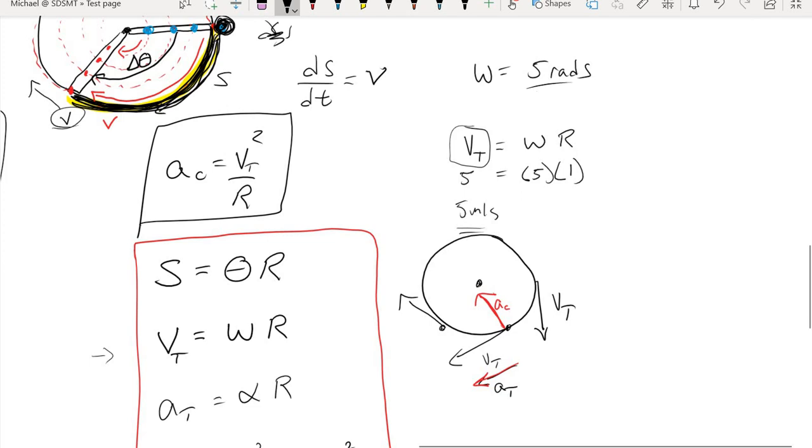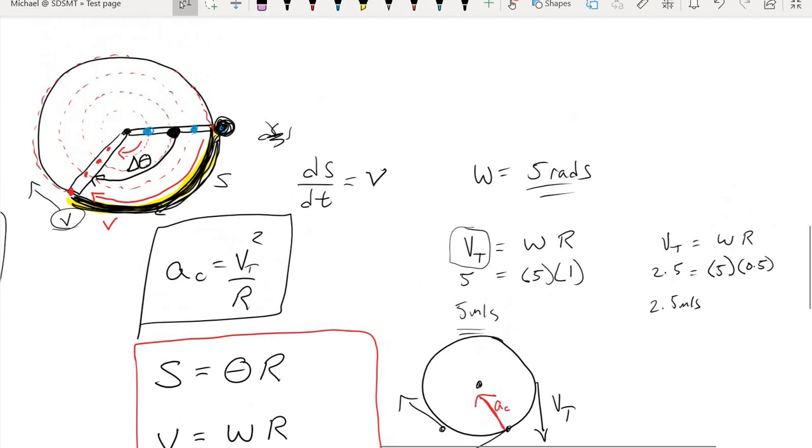Same meter stick, same angular velocity, but how fast is one of the points halfway moving around the circle? So once again, we plug into our expression here. We have the same 5 radians per second, but we're only at a half a meter. And so we would have 2.5 meters per second for the velocity of a point that was only a half a meter out.